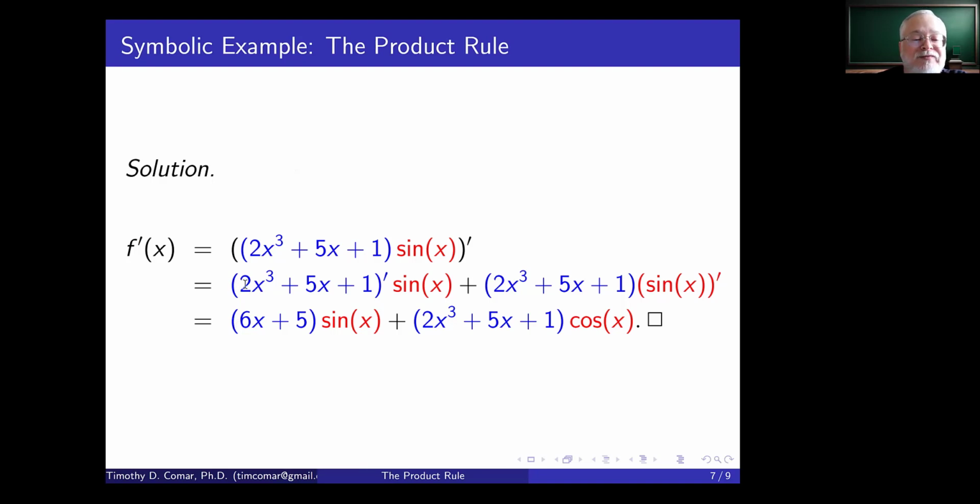So here, the derivative of 2x cubed plus 5x plus 1 is just going to be 6x plus 5, and the derivative of sine x is cosine x. And here in blue and red is our derivative, and we'll just leave it in this form.